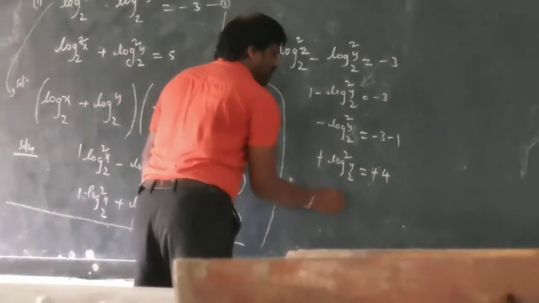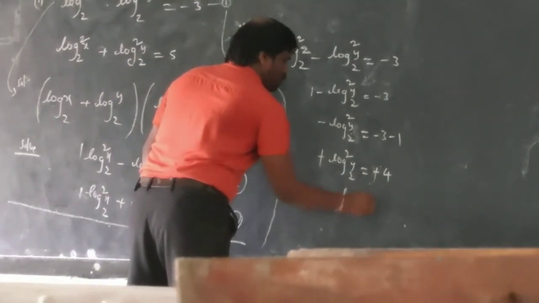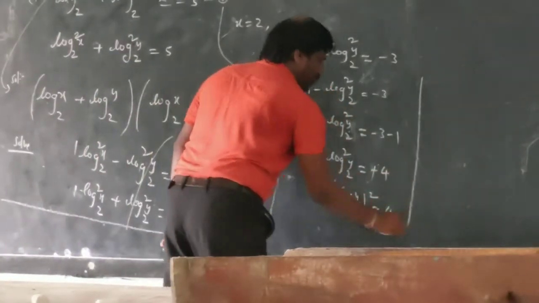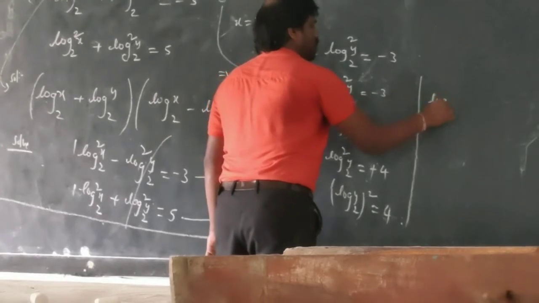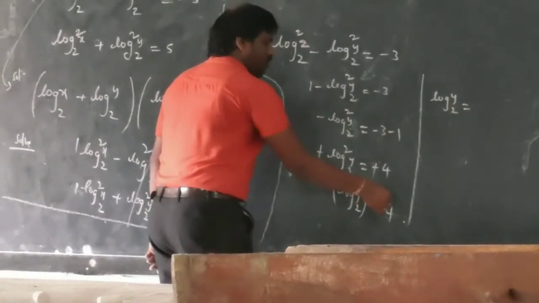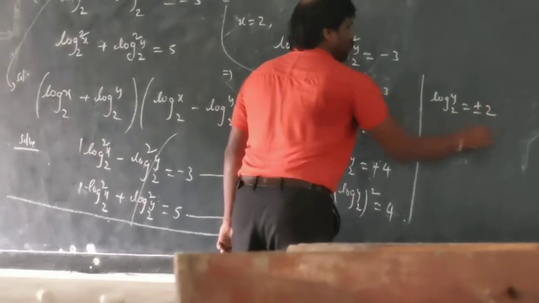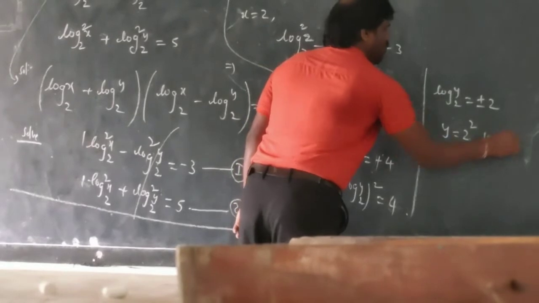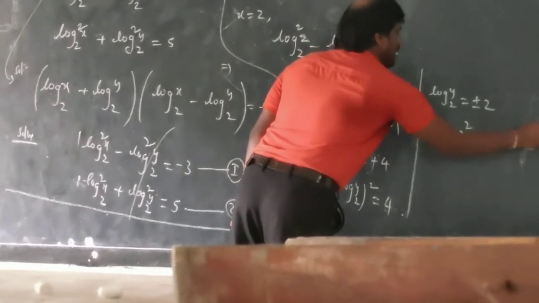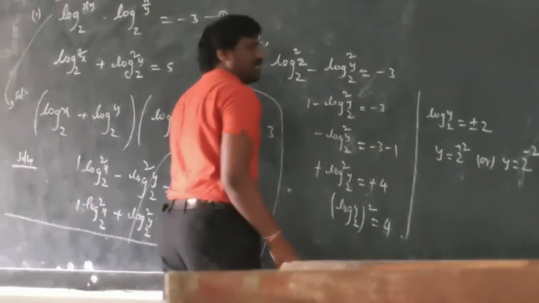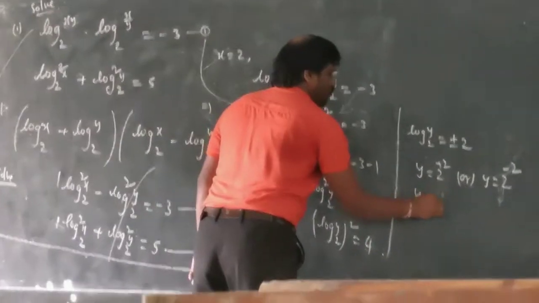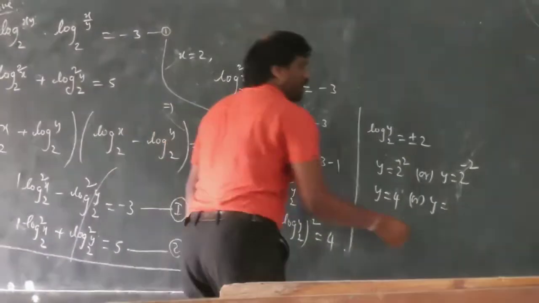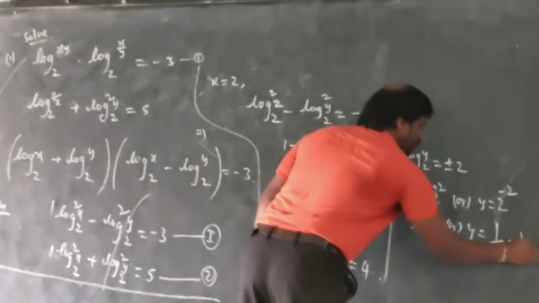So what am I getting here? If I send that square, log y with base 2 whole square is equal to 4. If I send the square to that side, log y with base 2 is equal to the square root of 4, which will be plus or minus 2. So what will the y value be? We get y as 2 power plus 2 once and 2 power minus 2 once. It means y is equal to 4, or y is equal to 2 to the power minus 2, that is 1 by 2 square, which we can write as 1 by 4.